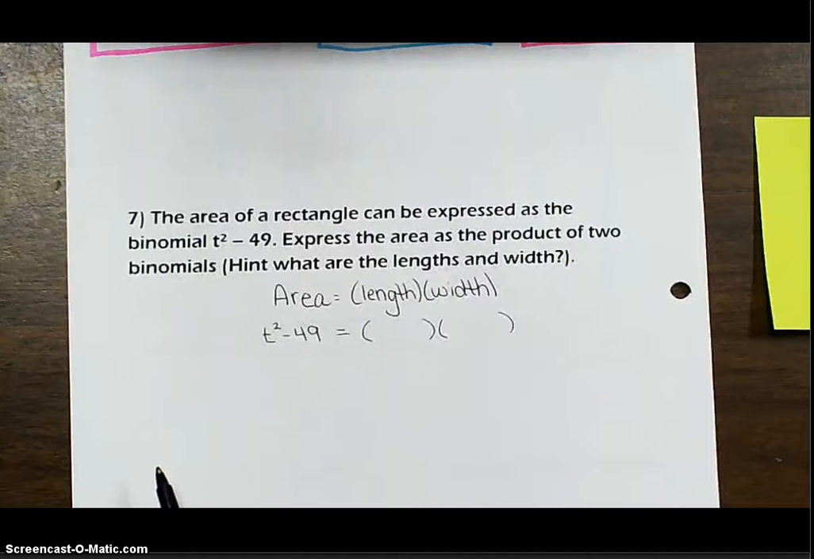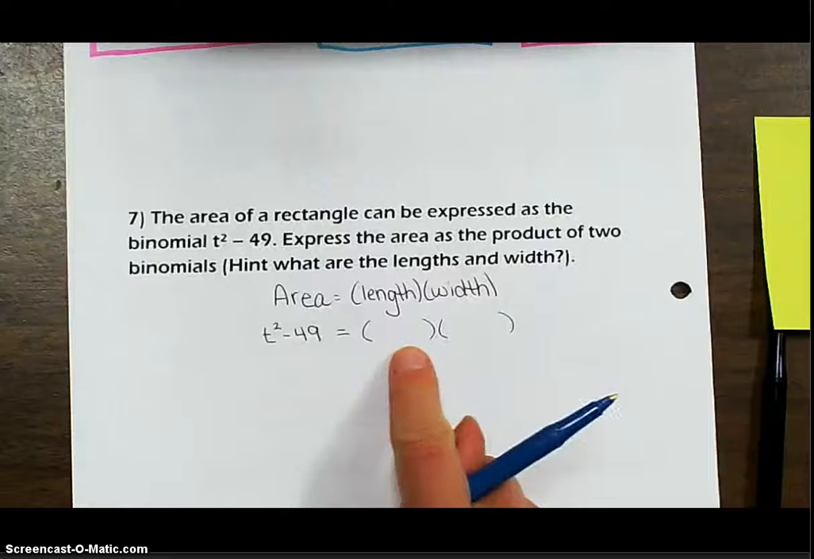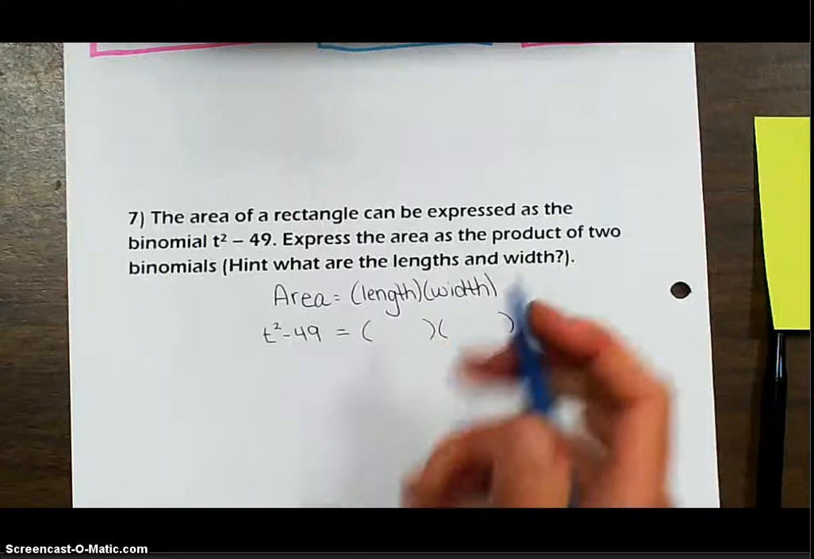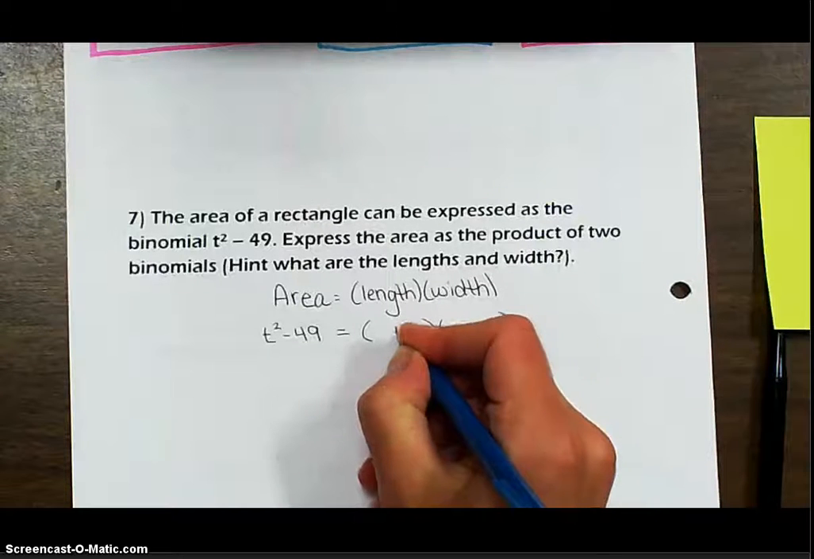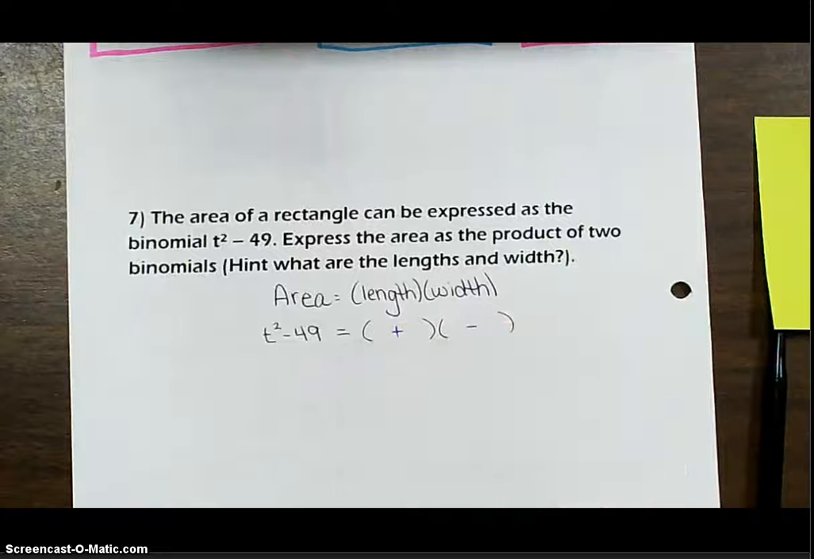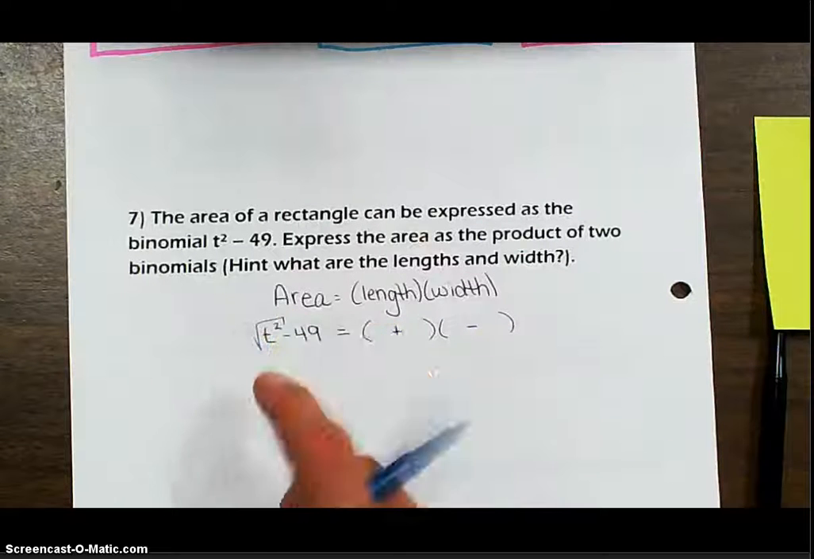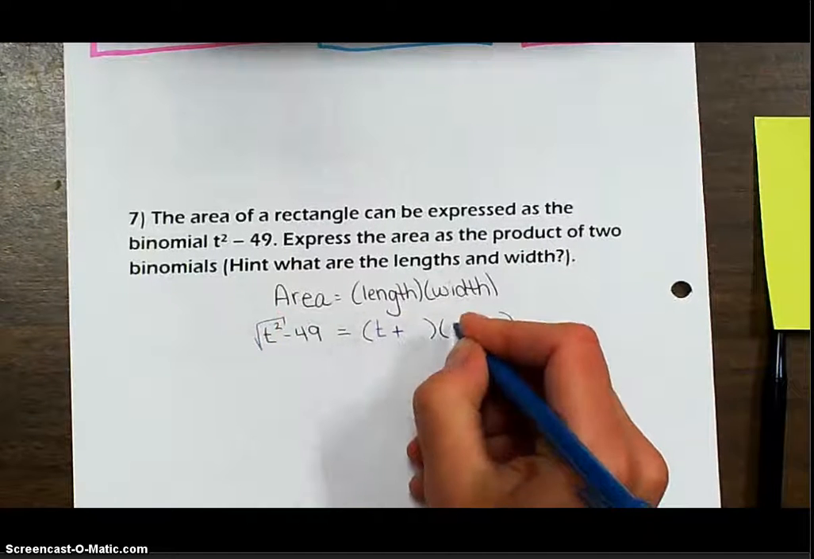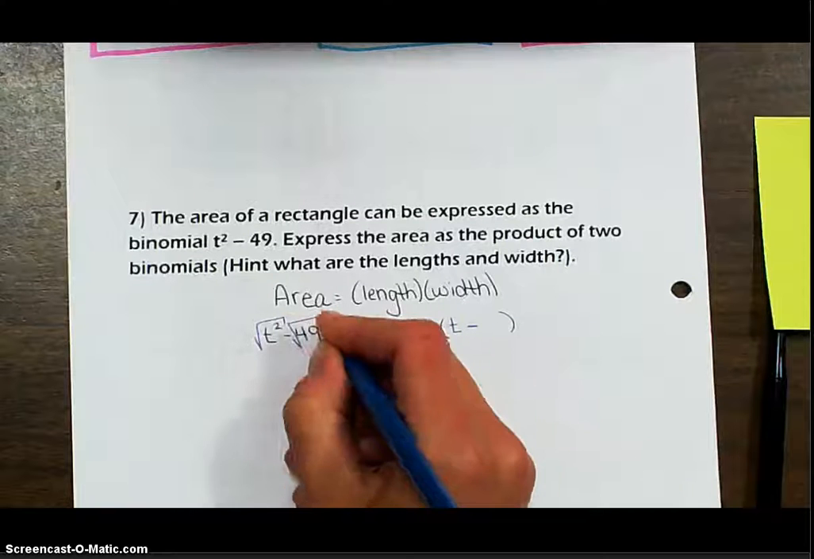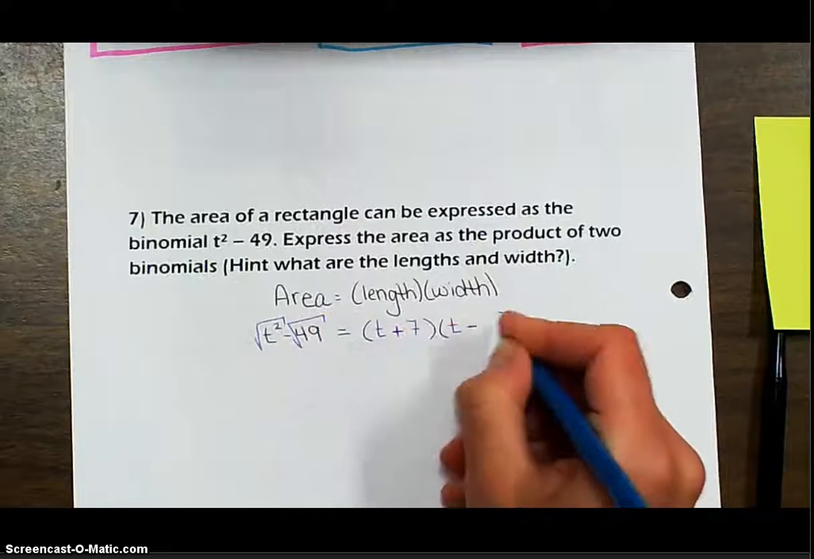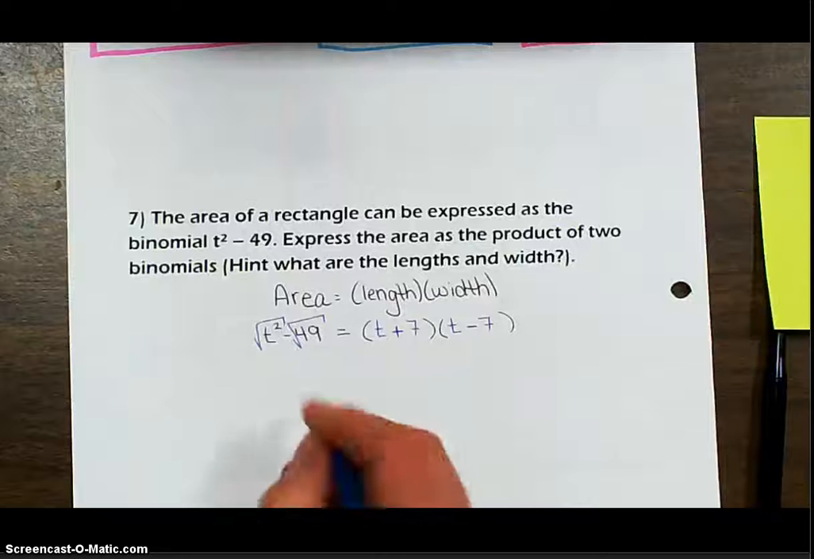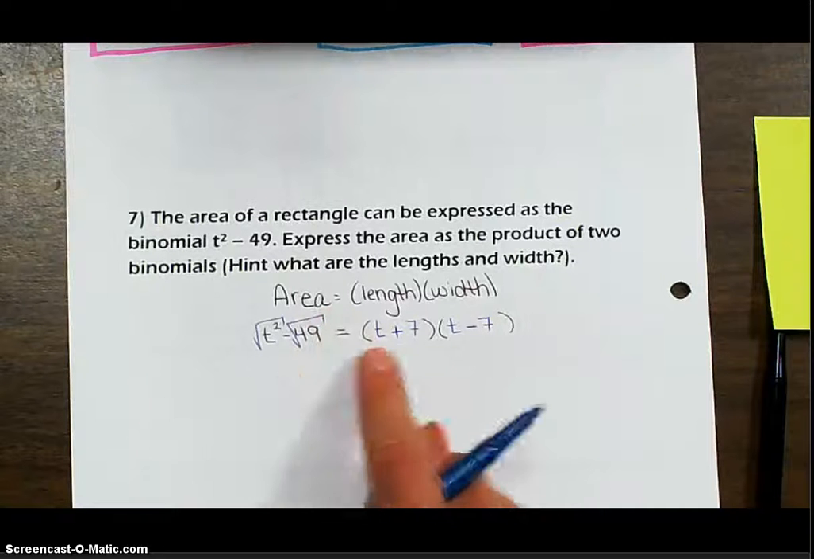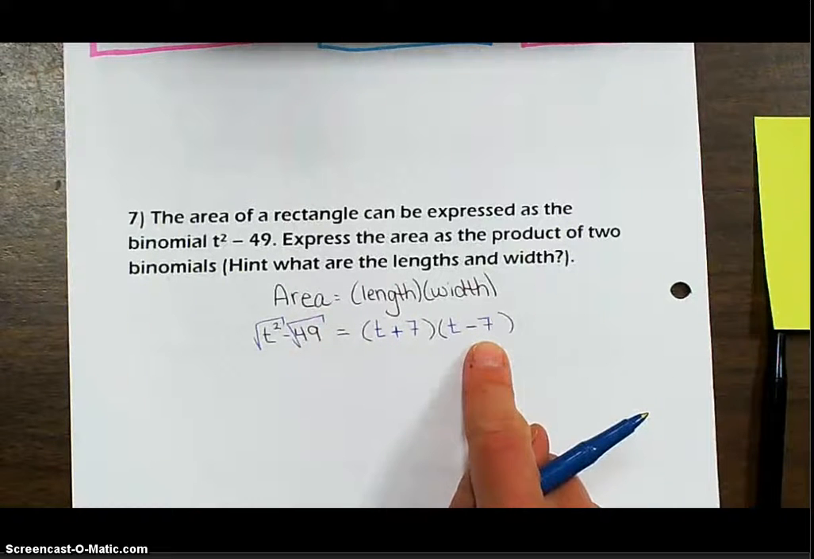So now let's try difference of perfect squares. Is t squared a perfect square? Yes. Is 49 a perfect square? Yes. And is it subtraction? Yes. So that means we can use difference of perfect squares to break this into its two parts. So I'm going to give one of these parentheses a plus, give one of them a minus, and then I take the square root of t squared, which is t, and then I take the square root of 49, which is 7, and 7. And with that, we have just broken down the area into a length and a width.